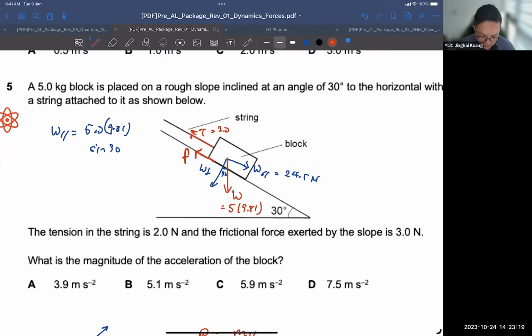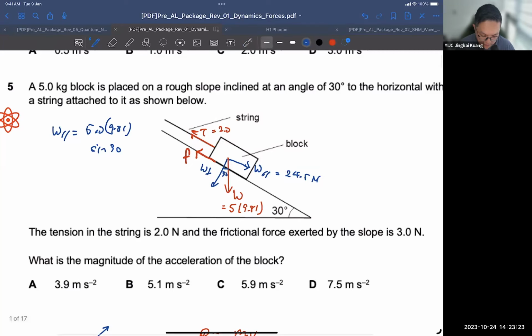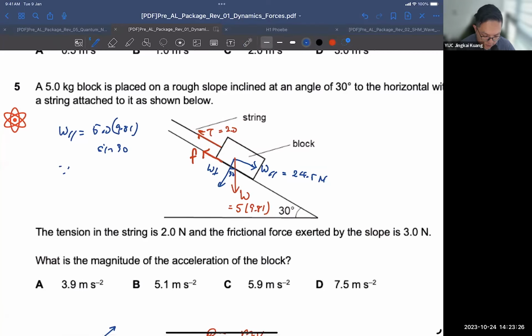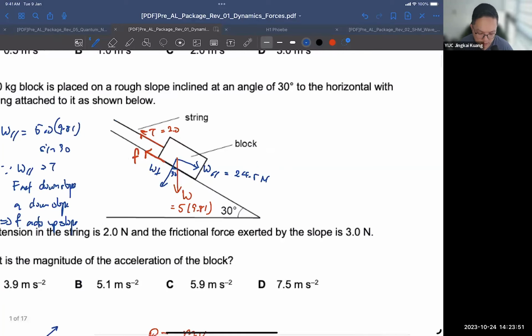If you want to write some comments, what you can do is write: because W parallel is larger than tension, F net is downslope, so acceleration is also downslope, hence my friction is upslope. Once I've established that, then you go and find F net.